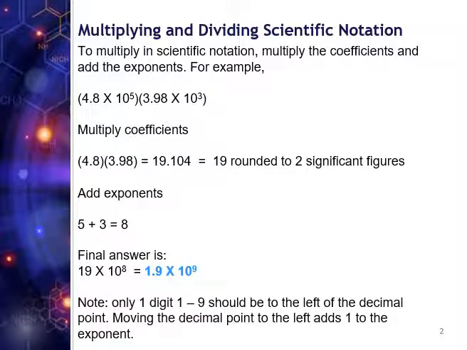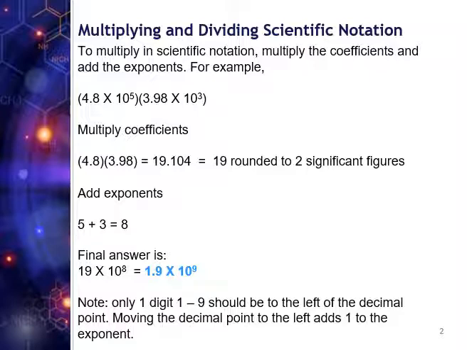For example, 4.8 times 10 to the fifth multiplied by 3.98 times 10 to the third. Multiply the coefficients and round to the least number of significant figures. 4.8 has two significant figures, 3.98 has three, so you will round to 2, the least of those significant figures.